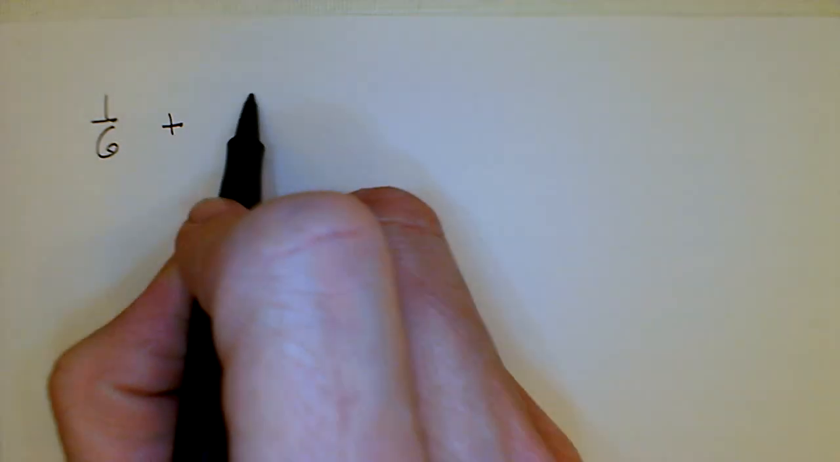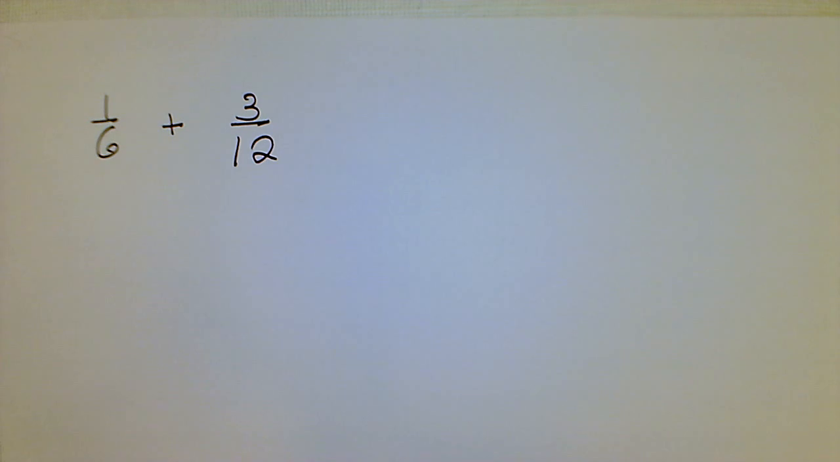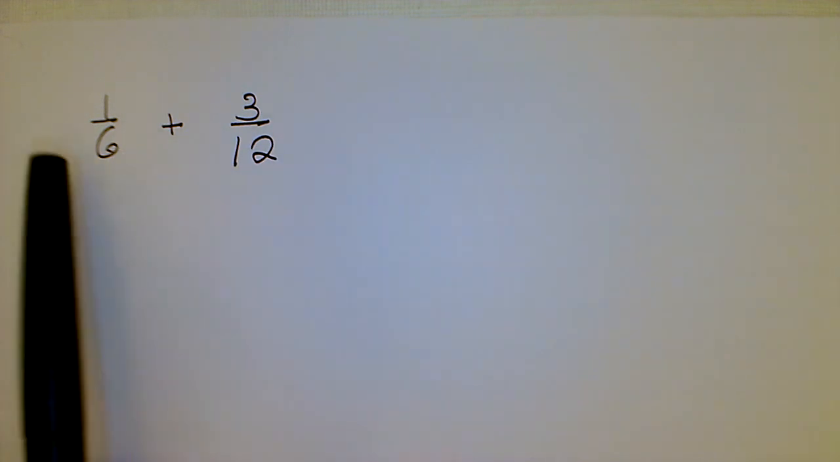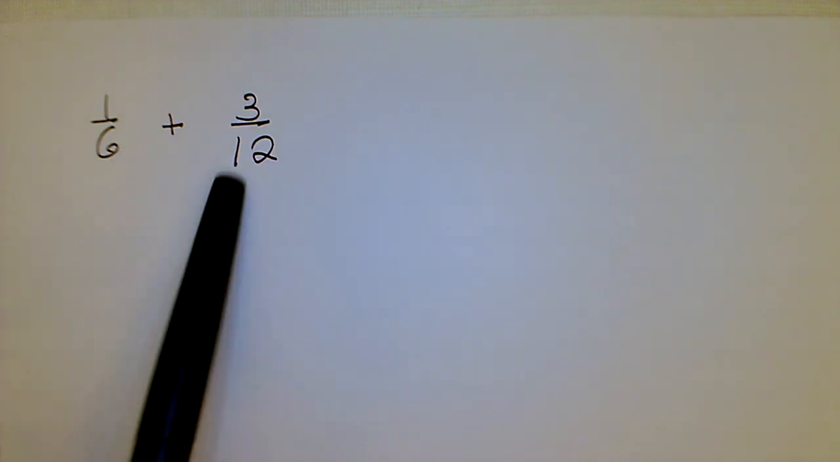So let's go ahead, and this time we are going to add 1/6 plus 3/12. So this time I want to do it a little differently. What we're going to do is draw a number line, and that number line is going to have to be partitioned into both 6ths and 12ths.